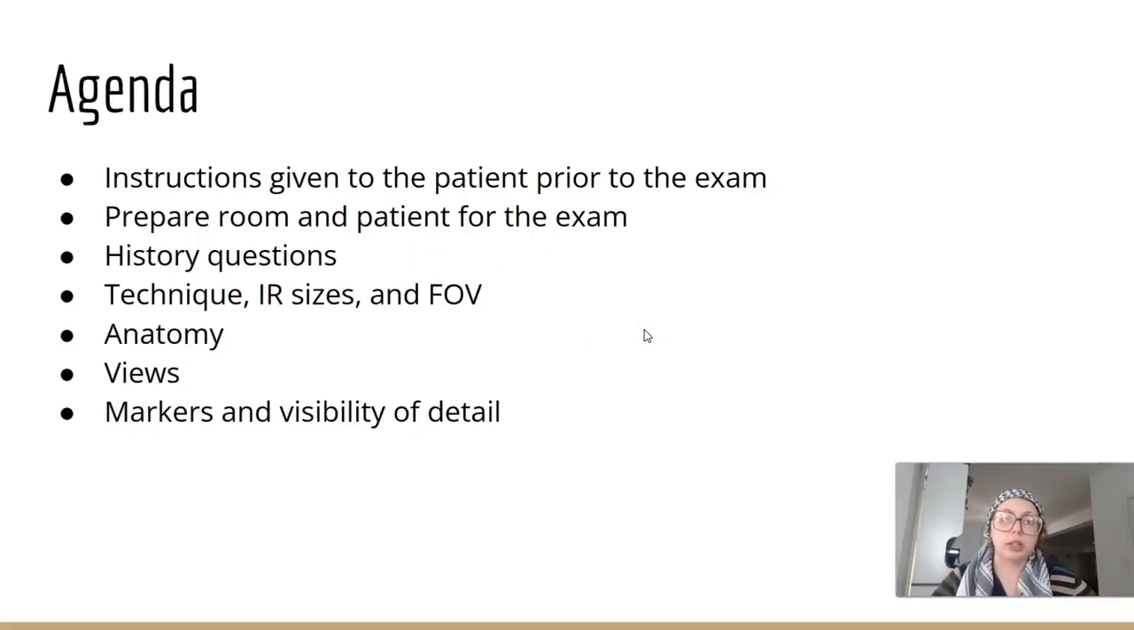For today, we are going to learn the instructions given to the patient prior to the exam, how to prepare the room and the patient, history questions, technique, IR size and field of view, views, anatomy, markers, and visibility of detail.